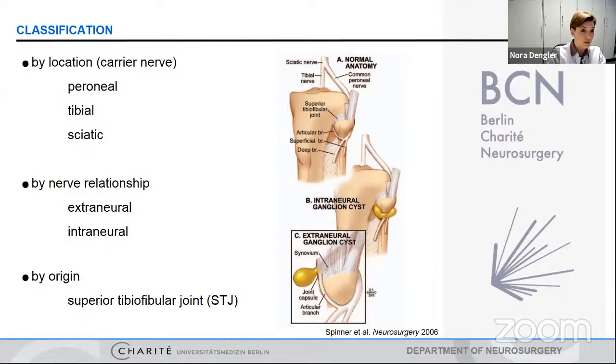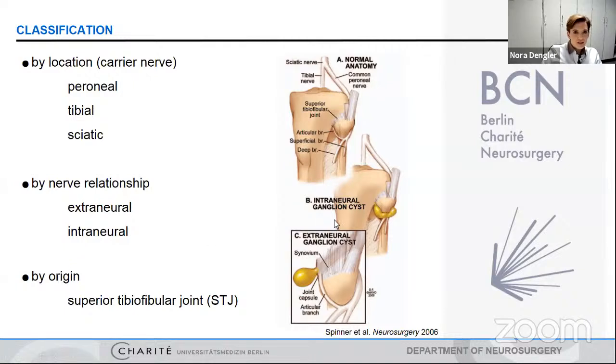So you can refer to the carrier nerve, so where the cyst is located. This could be peroneal. This could also be tibial. And sometimes you even have cysts that go up to the sciatic nerve, so before the bifurcation. And a major and relevant classification is the anatomic relationship to the nerve, which carries or which is affected by the ganglion cyst. So this can be extraneural, you can see that here, but it also can be intraneural. And of course also by origin.